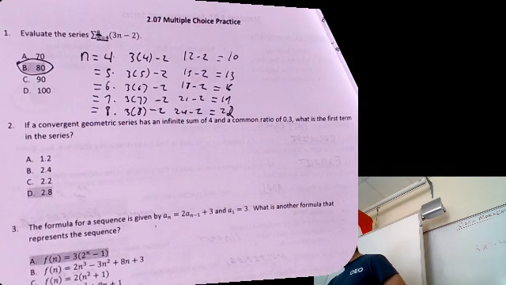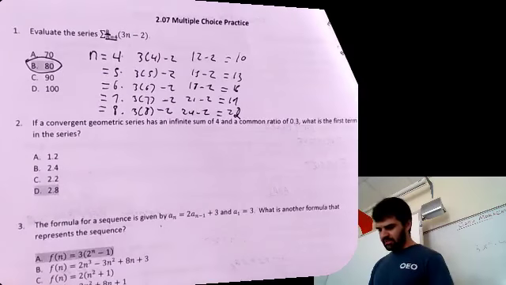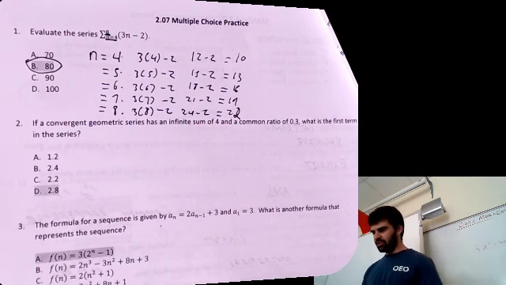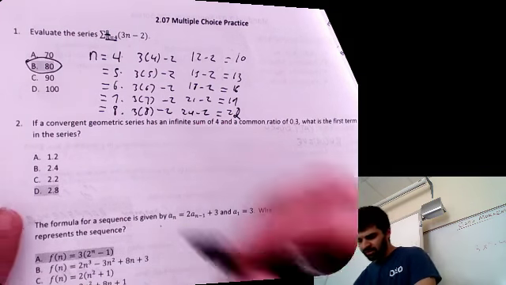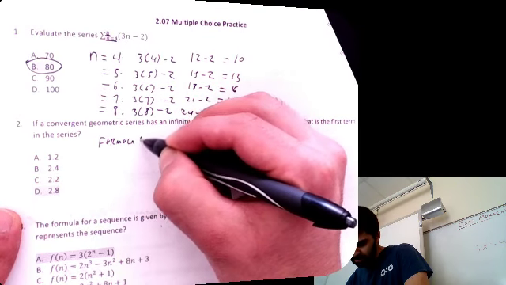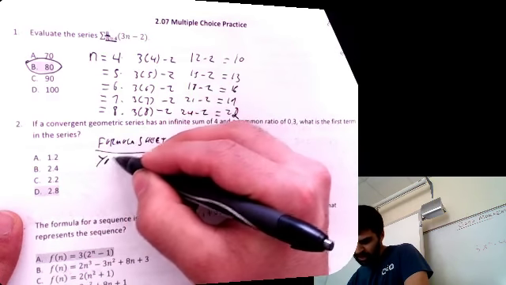All right. Let's go to number 2. If a convergent geometric series has an infinite sum of 4 and a common ratio of 0.3, what is the first term in the series? So with the geometric series, this is on your formula sheet, but you must be able to apply it.